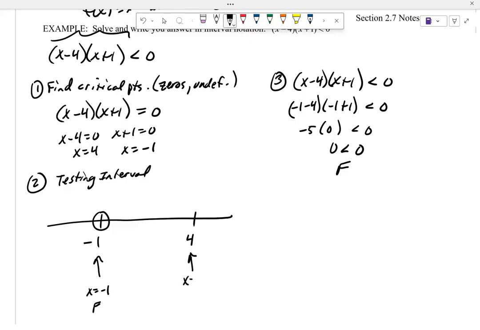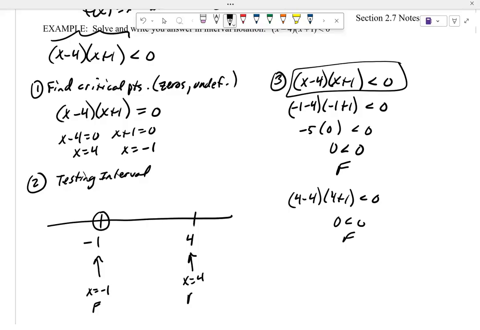Now I'm going to test 4 as well. Would 4 work? Well, again, I'm going to test 4. 4 minus 4 times 4 plus 1. Is that less than 0? 0 times 5 is 0. 0 less than 0? No, that's not true. So don't include 4 either.